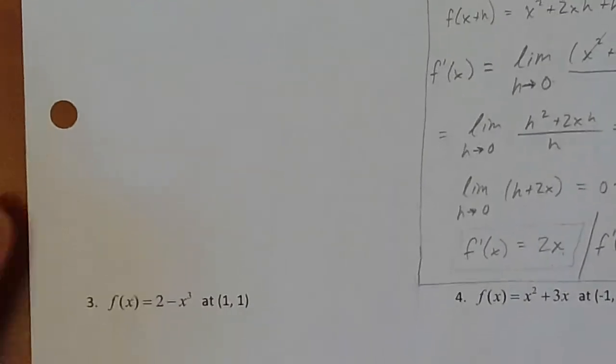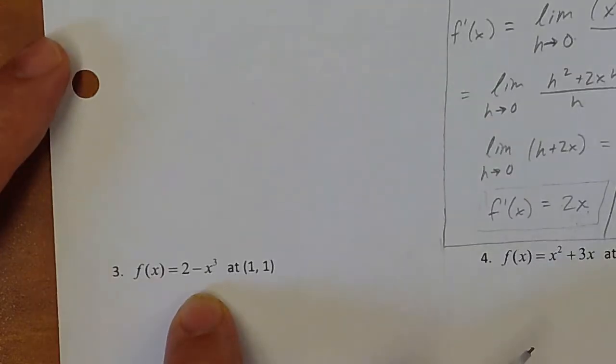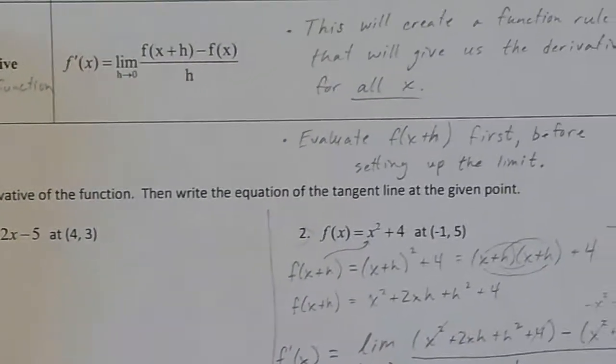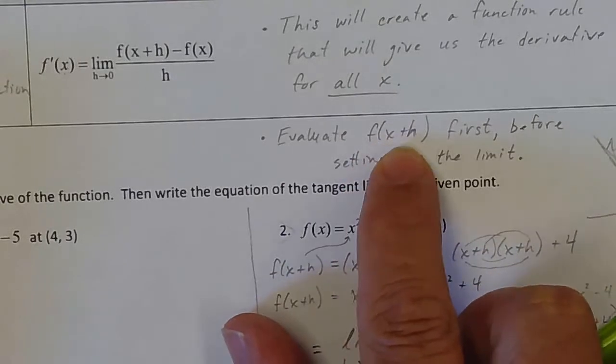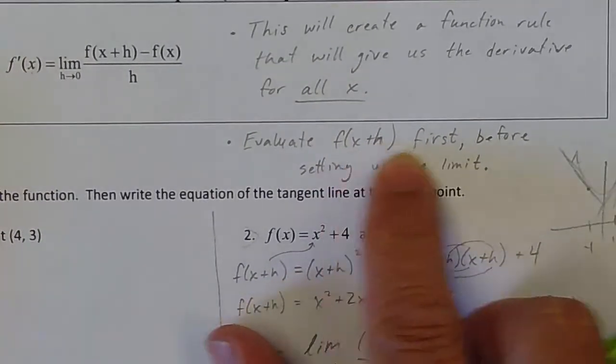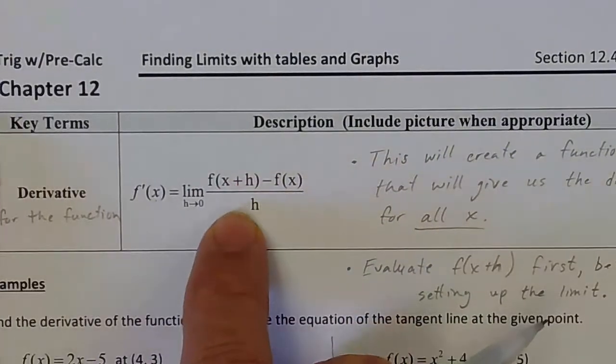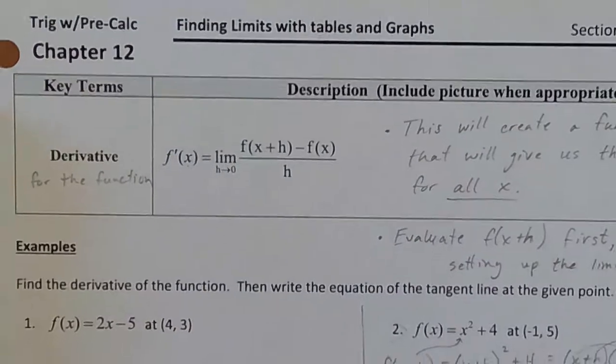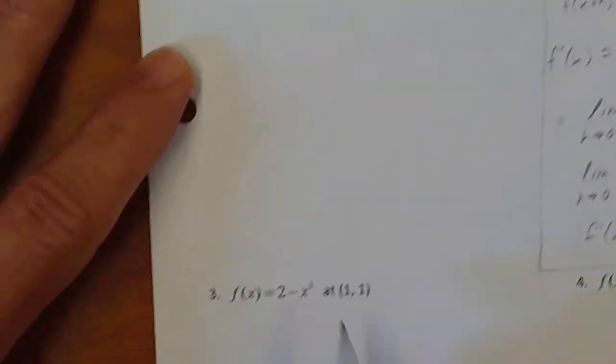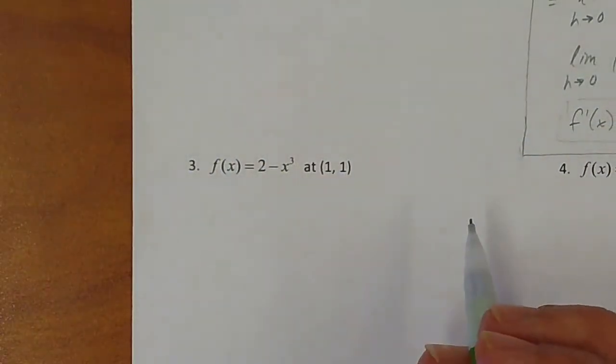I think once I get this going for you, I'll have you try to finish it and answer it. All right, so remember the first thing we need to do is evaluate the function with x plus h. It's almost like a little composite function. Then once we have that, we'll be able to just set up our limit to find the derivative for the function. Okay? All right, so here we go. What does f of x plus h look like on this problem?